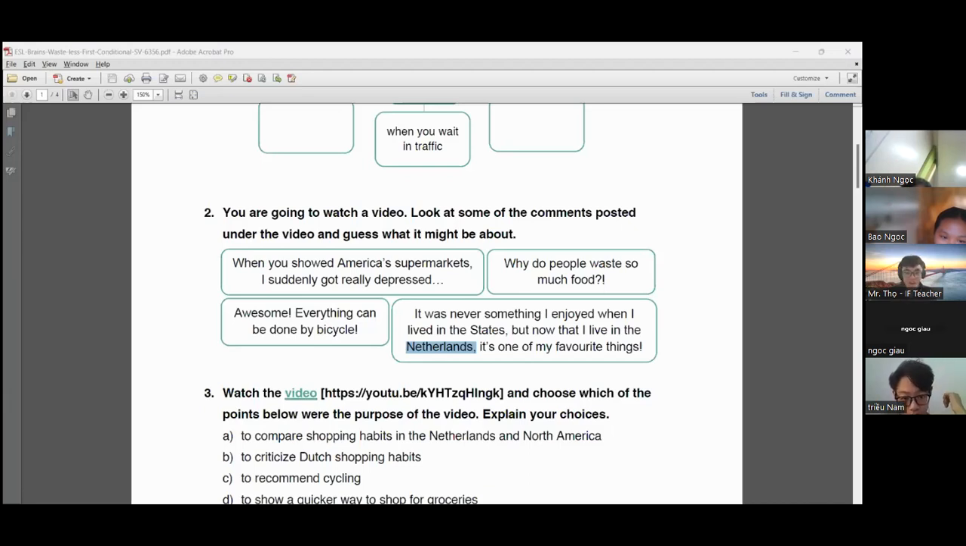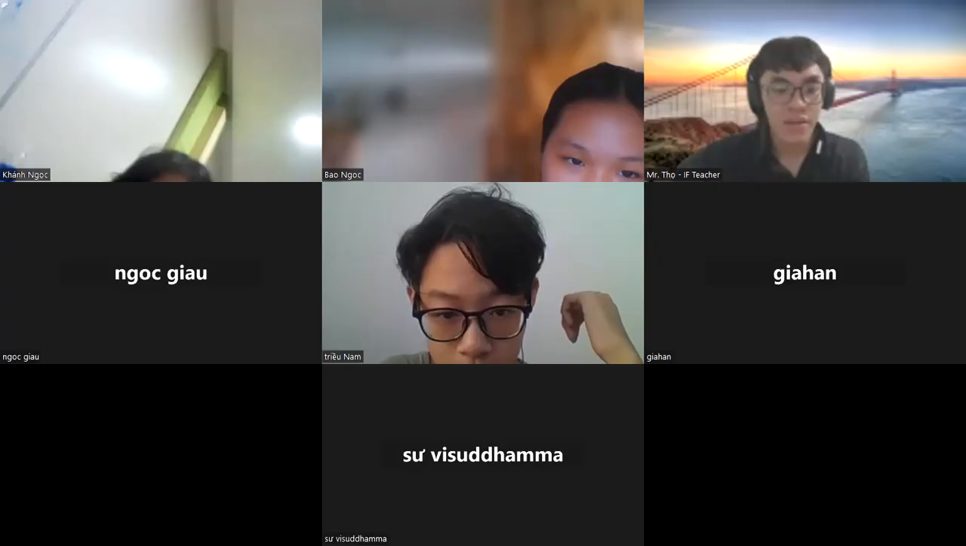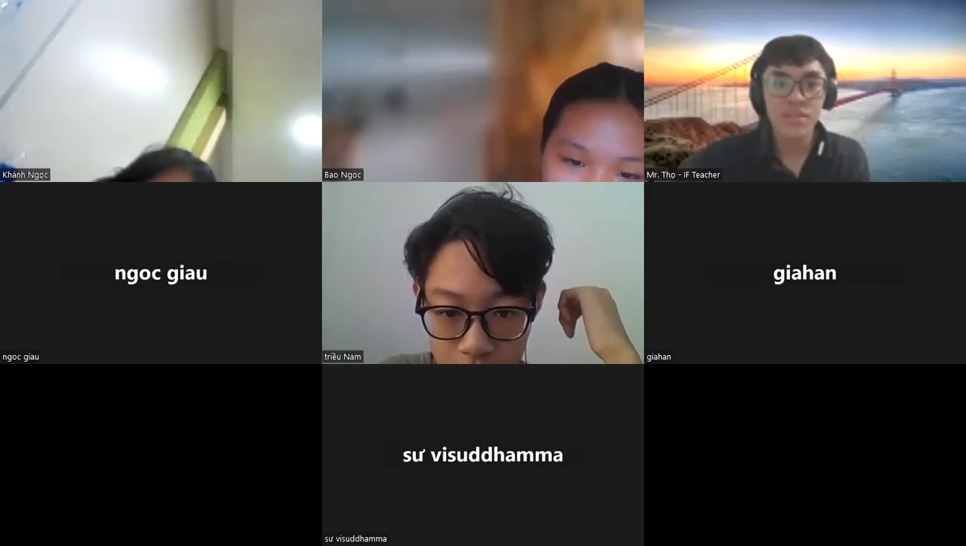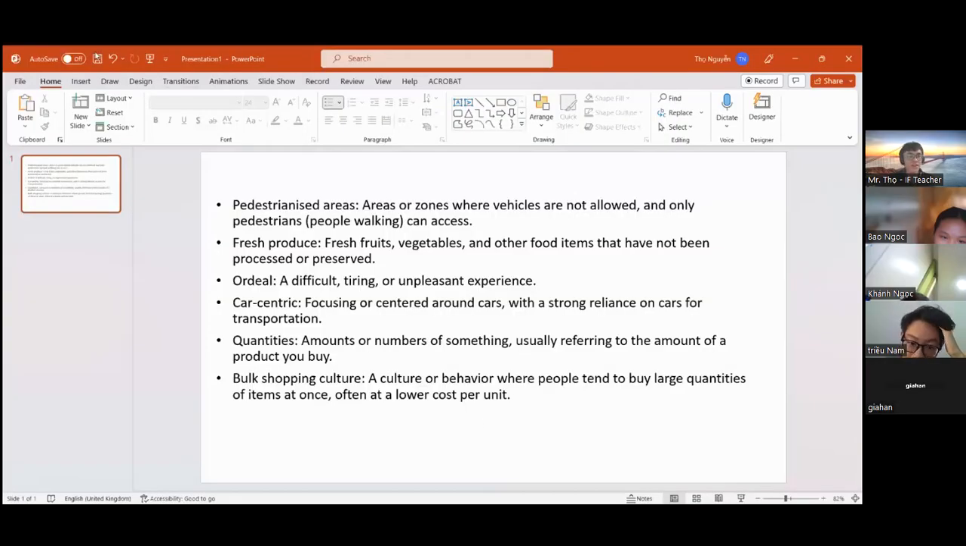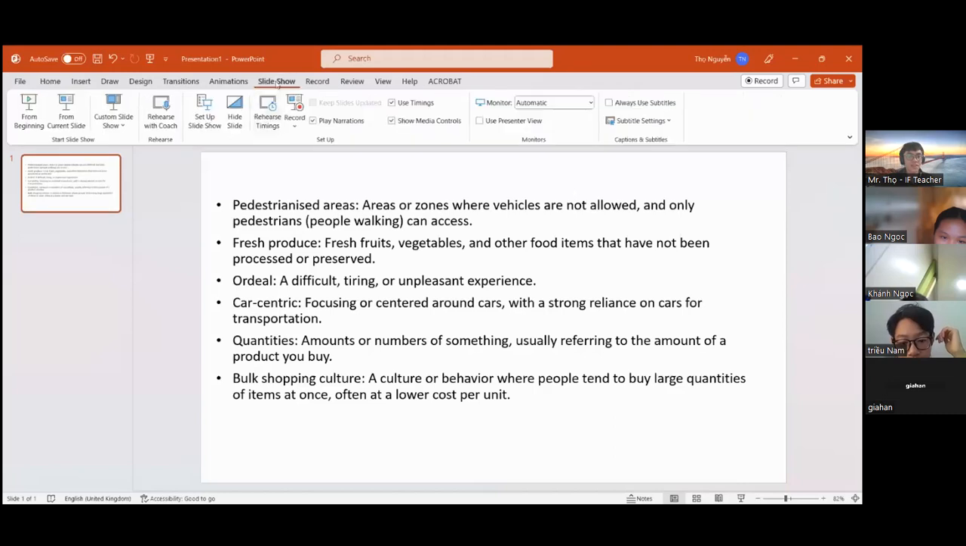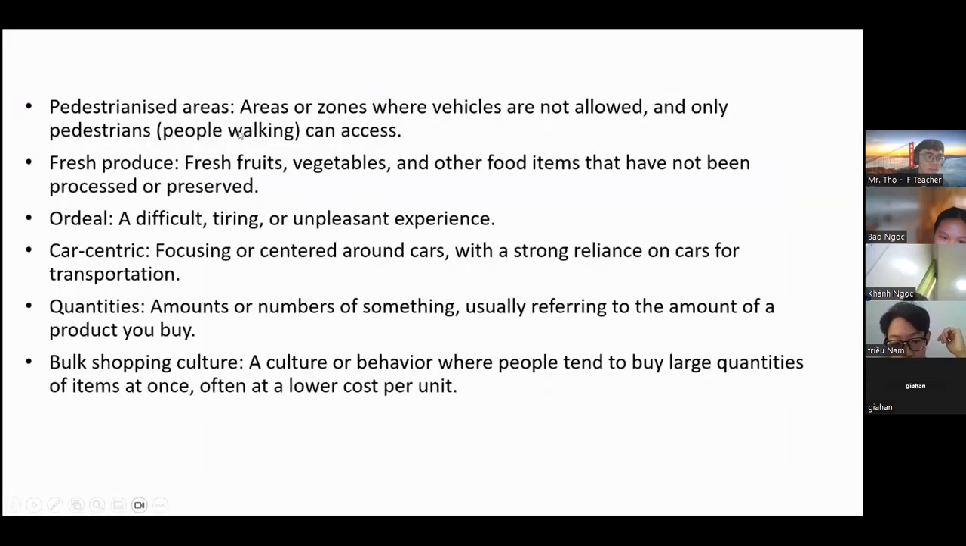But okay. Now, before we watch the video, I want to introduce to you some vocabulary. Okay, this is a lot, right? But just bear with me. We have six phrases. The first phrase is pedestrianized areas, which means an area or zone where vehicles are not allowed and only pedestrians walking can access.